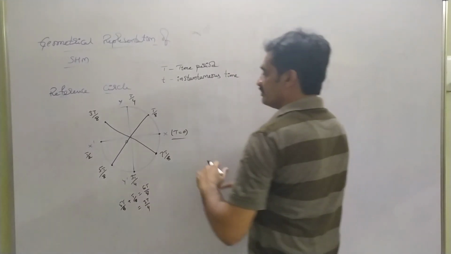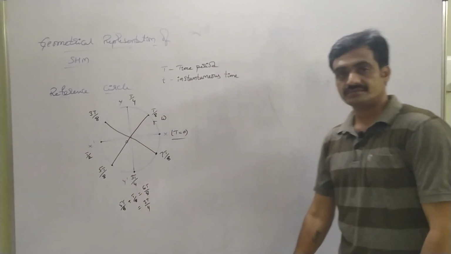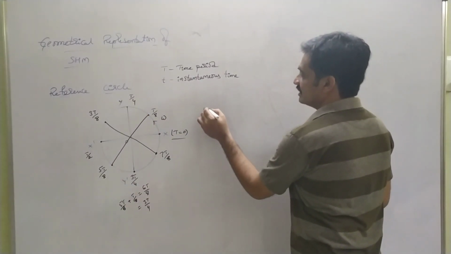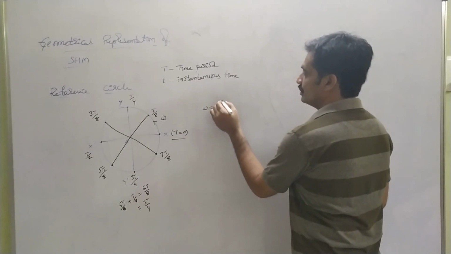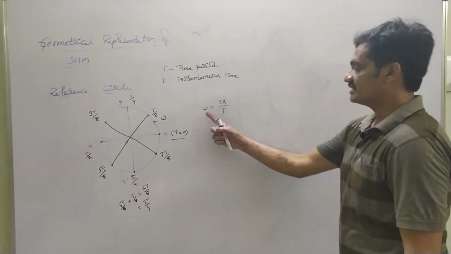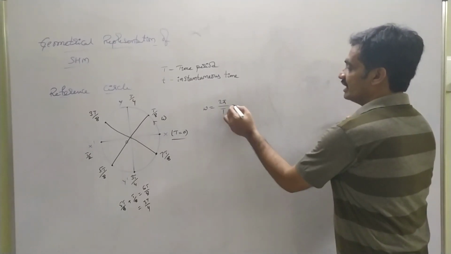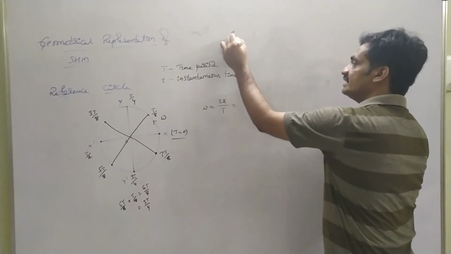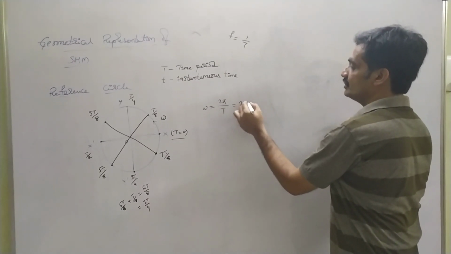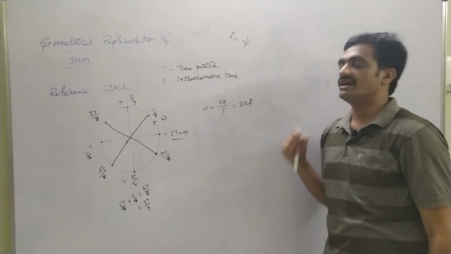Now, consider that the particle is moving with angular velocity omega along this uniform circle. In terms of time period, we can represent the angular velocity as omega equals 2 pi by T. We know that 1 by T equals the frequency, so substituting f in place of 1 by T, we have 2 pi f. So angular velocity omega equals 2 pi f.